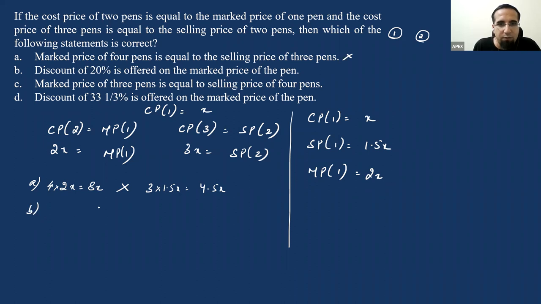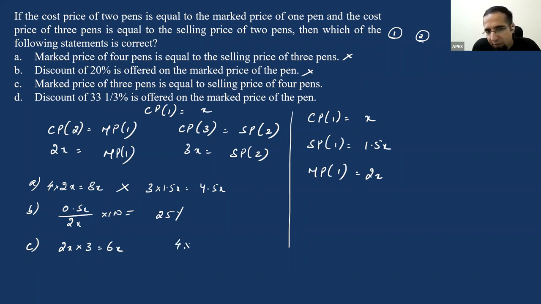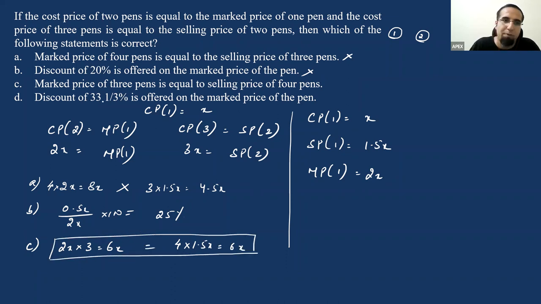I go to my second one. Discount of 20% is offered. If I look at discount, the discount is 0.5x divided by 2x multiplied by 100. So 5 by 20 is 1 by 4. 1 by 4 is going to be 25%, but no, discount of 20%, which is wrong. Mark price of 3 pens is 2x into 3, which is 6x, is equal to selling price of 4 pens. 4 into 1.5x is equal to 6x, and these two are definitely equal. If these two are equal, then I know that this is going to be my answer. So option C should be your required answer.